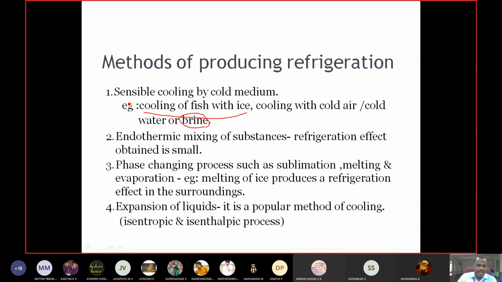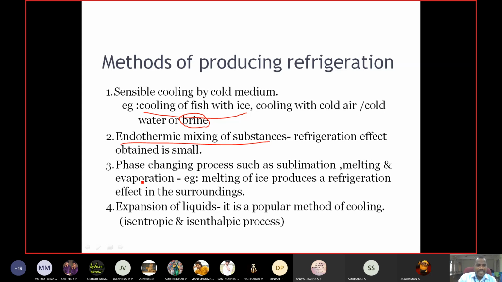Then we can also get refrigeration by endothermic mixing of substances, right? It is possible to get refrigeration with the endothermic mixing of substances, but the refrigeration effect obtained is small. So here we can get only some amount of refrigeration effect.